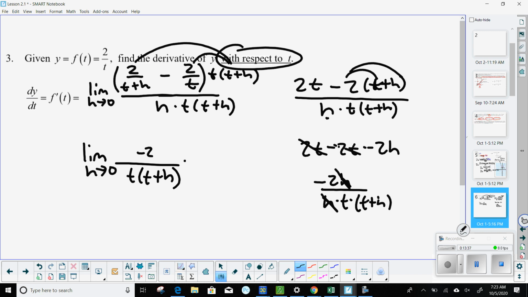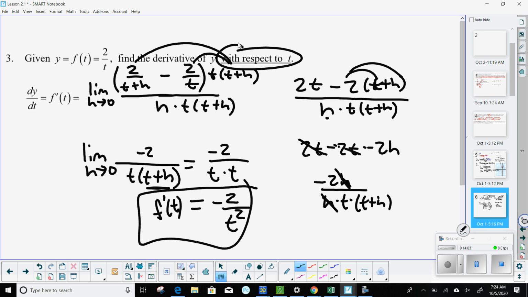So if I plug 0 in, I get negative 2 over t times, and this t plus h, if I plug 0 in for h, there's no h left. So there's t plus 0 is just t. So I'm going to put t times t. So my derivative, f prime of t, is equal to negative 2 over t squared.